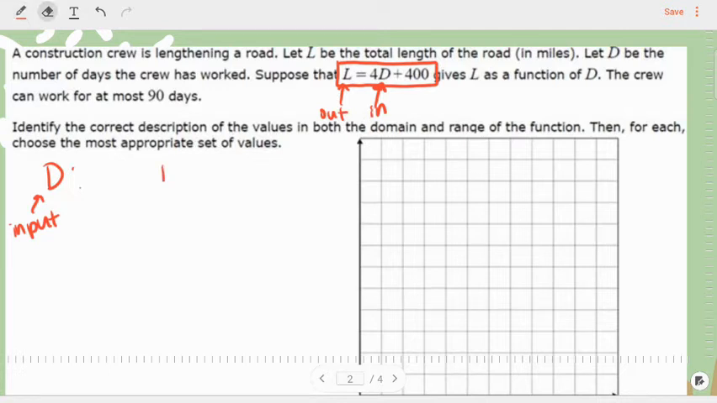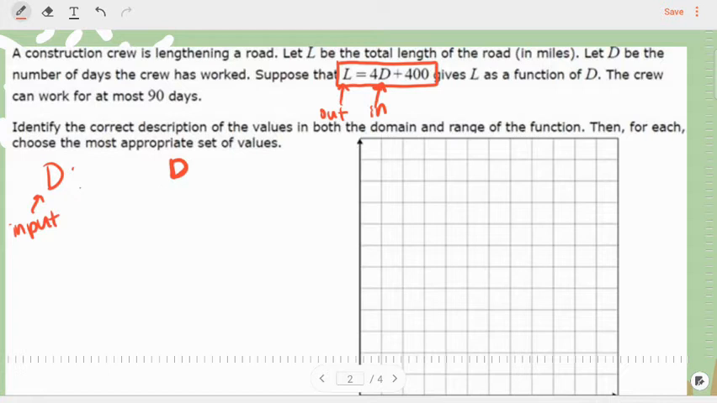Now, as I look at my input, which is D, which stands for days, the very first question I have to ask myself is, is this discrete or is this continuous? Now, the days that a crew has worked on it, they can work half a day or a quarter of a day or an eighth of a day. So D is continuous. So when I write my domain, I'm going to put D in the middle for number of days because that's my variable.